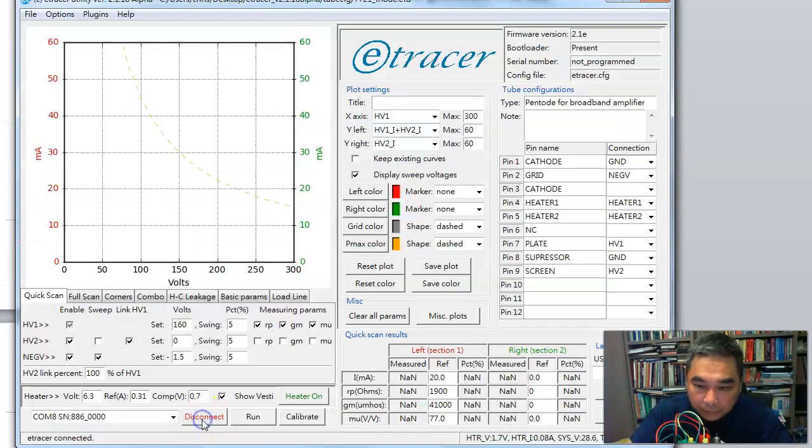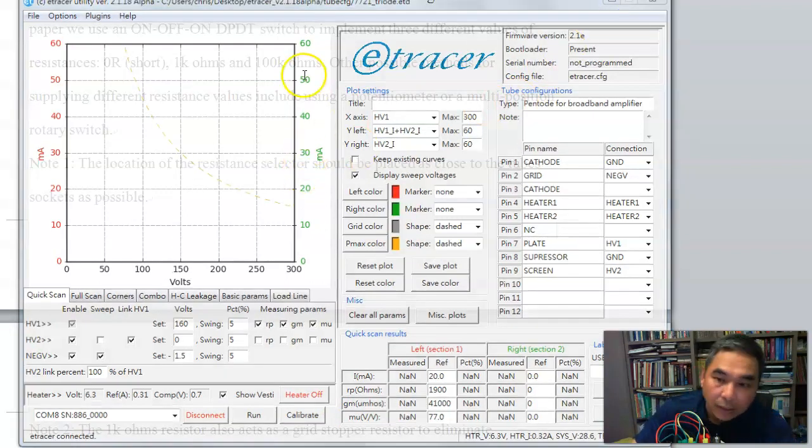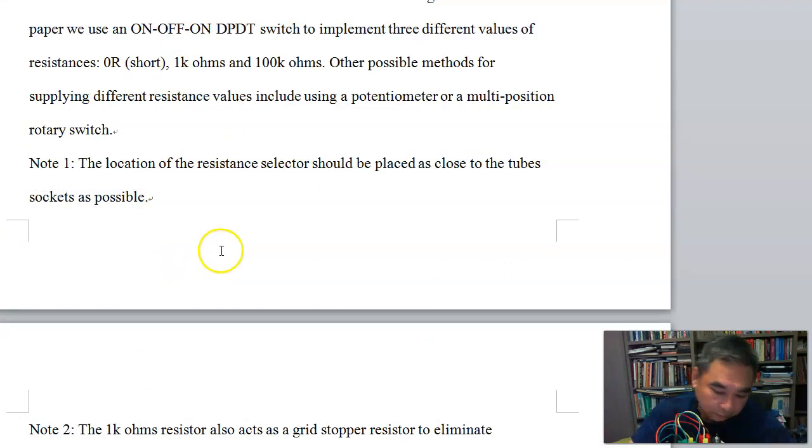Give me a second. So the USB cable is very unstable here. Every time I touch it, it breaks the eTracer connection.